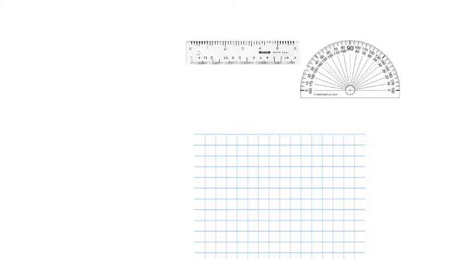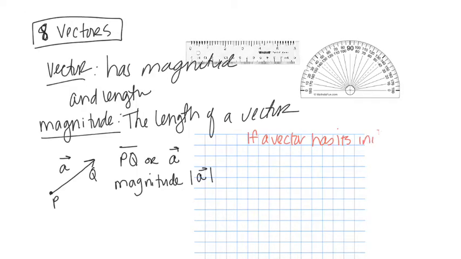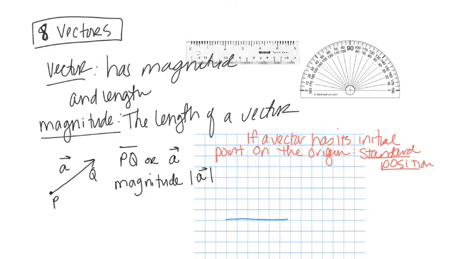So if a vector has its initial point on the origin, we call that standard position. So just like we've talked about on the unit circle and such, it's the same. So I'm going to draw you a picture of a vector. So this will be my graph, and my vector looks something like this.